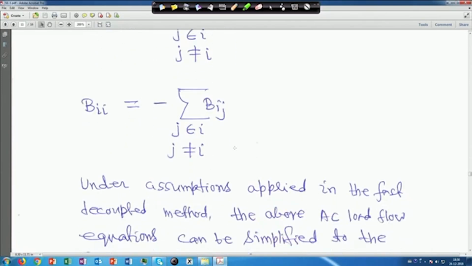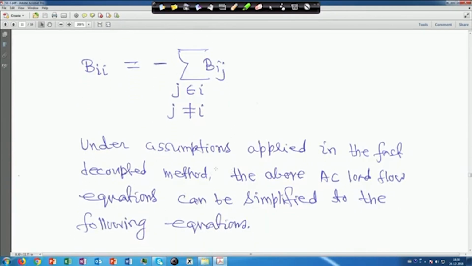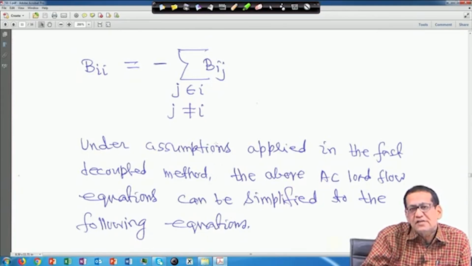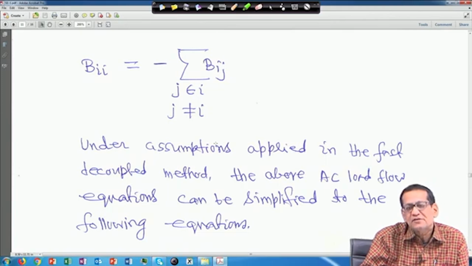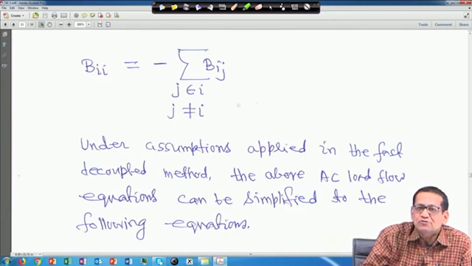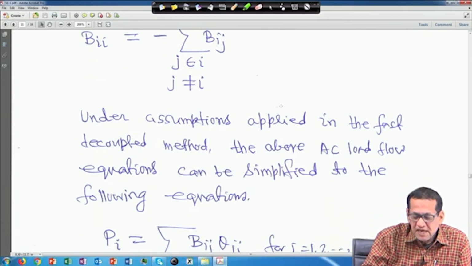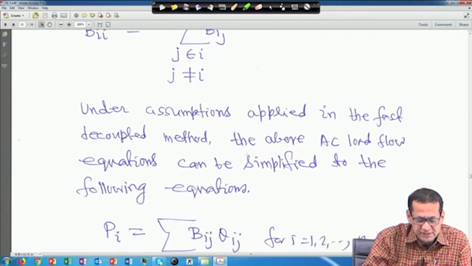So, under assumptions applied in the fast decoupled method, because fast decoupled load flow you have already studied, there is nothing to be mentioned here. If you have any doubt, I have already covered it at the beginning in power system analysis load flow studies. All assumptions have been made, so you can go through that or see any book, no problem. So, the above AC load flow equations can be simplified to the following equations.